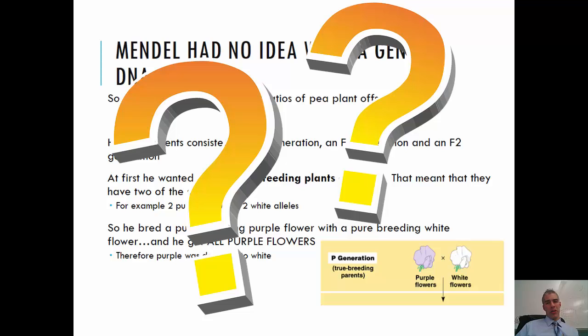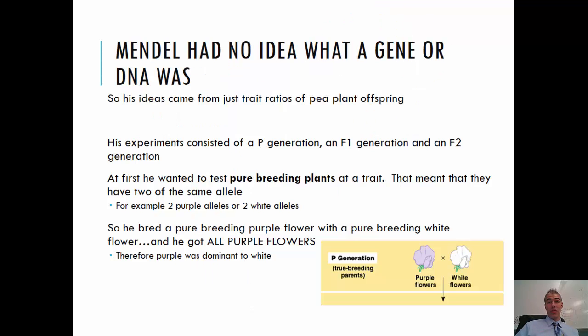So Mendel had no idea what a gene or DNA was. His ideas just came from studying pea plants and looking at different ratios when he mated them together. So his experiments, and you have to know this lingo and jargon, consisted of 3 different generations that he did, a P generation, an F1 generation, and an F2 generation. It'll make more sense about how these all work together in a second when I go through his experiment, but just be aware of that.